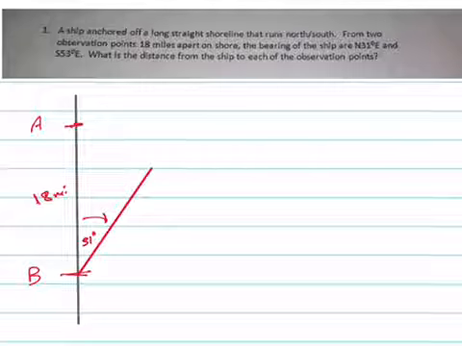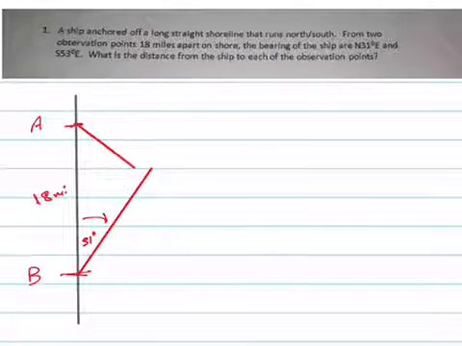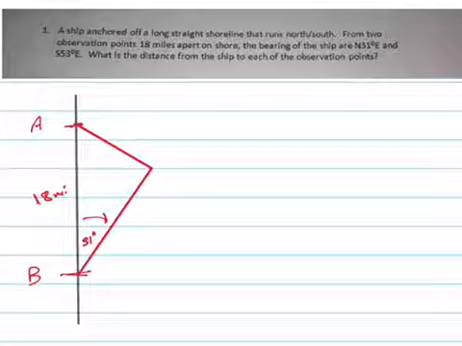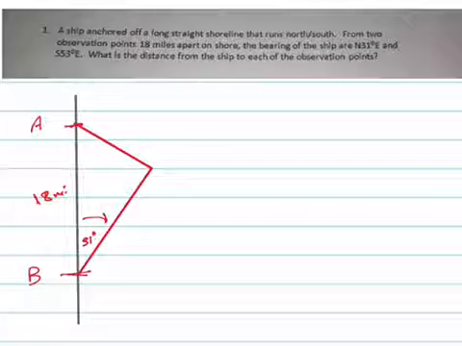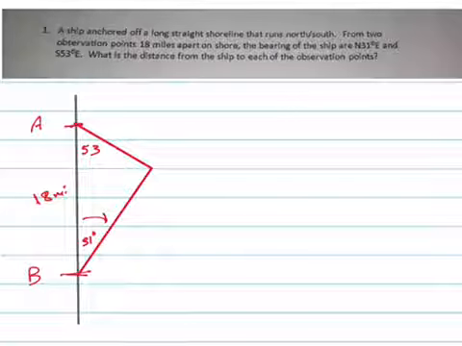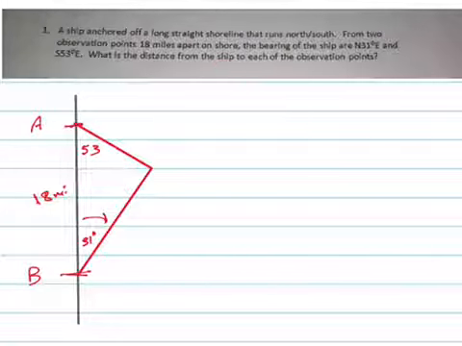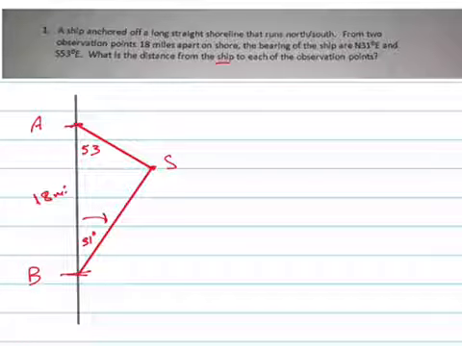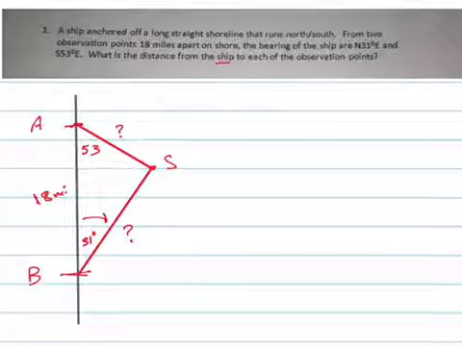And south 53 east. So from here it's going to be south 53 east, which is going to be a little bit more. Fortunately, I made it like that, so that seems about right. 53. What is the distance from the ship to each of the observation points? Here's your ship, call that S, to each observation point. So they want these two distances. So we have a triangle.